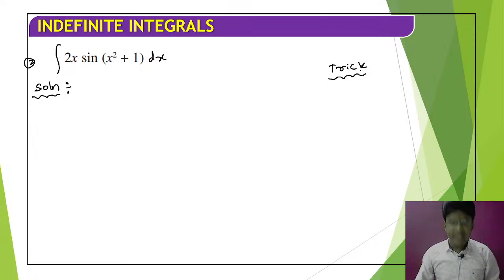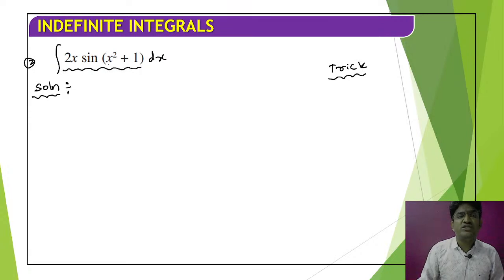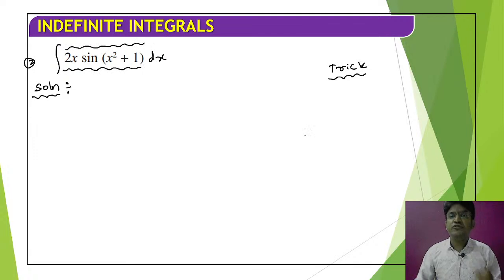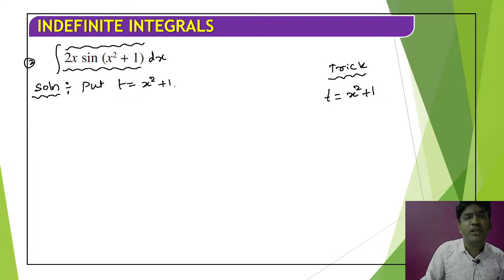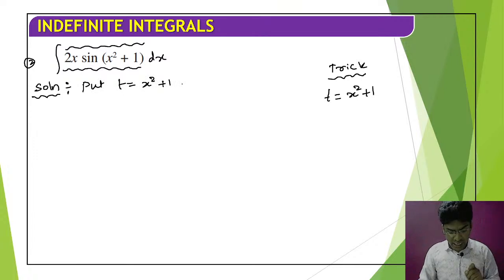If you want to identify the substitution method, you just see this function and you search for t equal to. So here, t equal to, I will take x square plus 1. Why? Because after substitution we have to differentiate this.